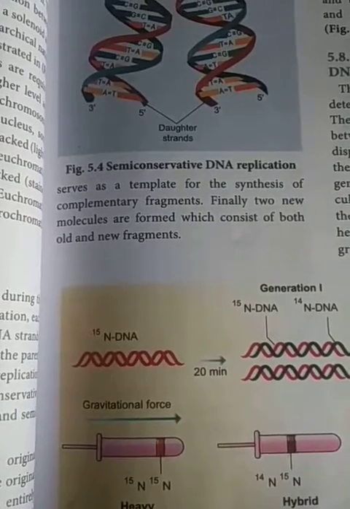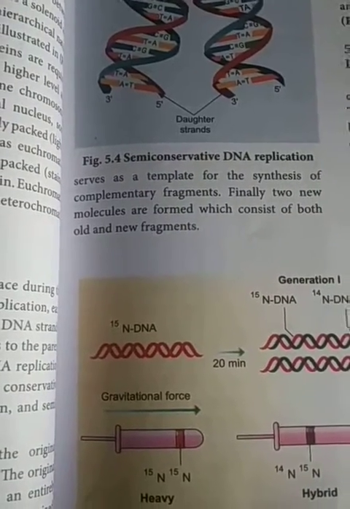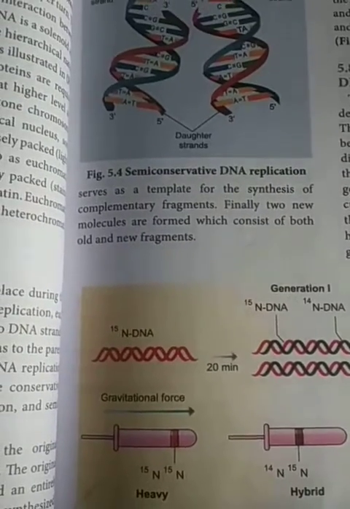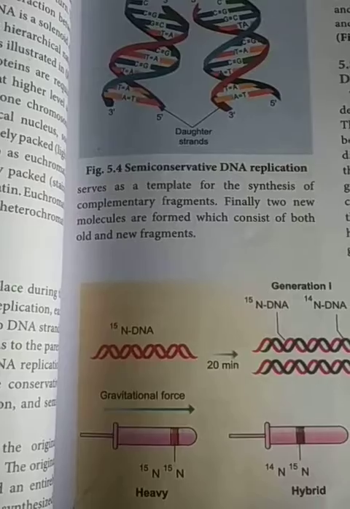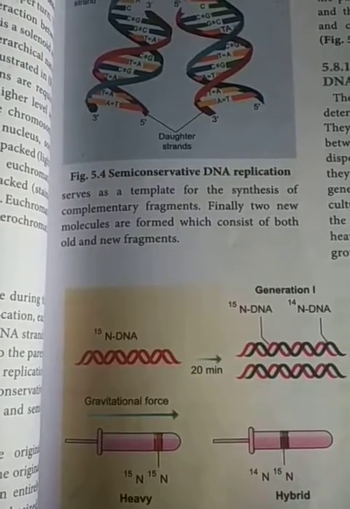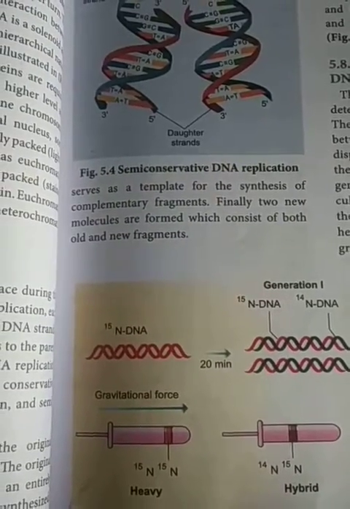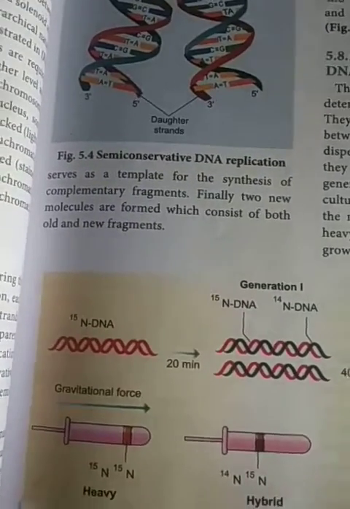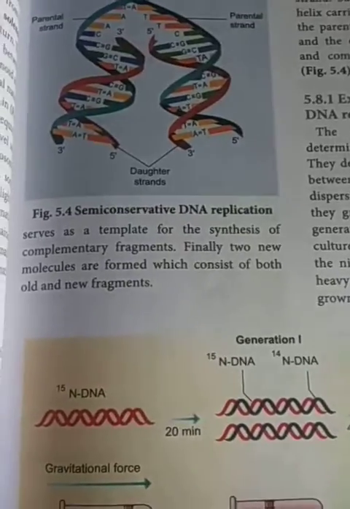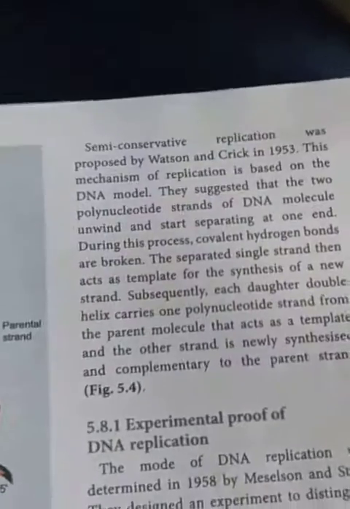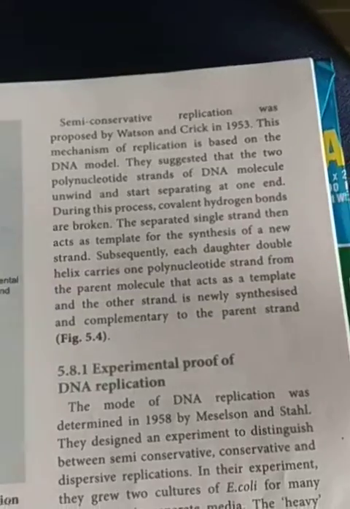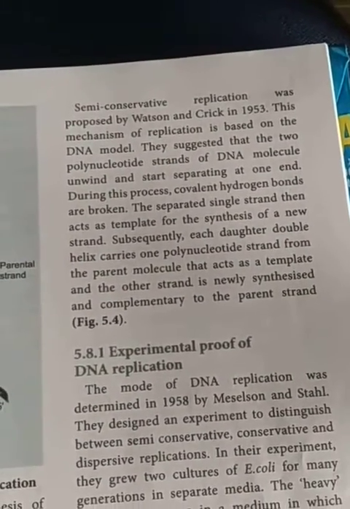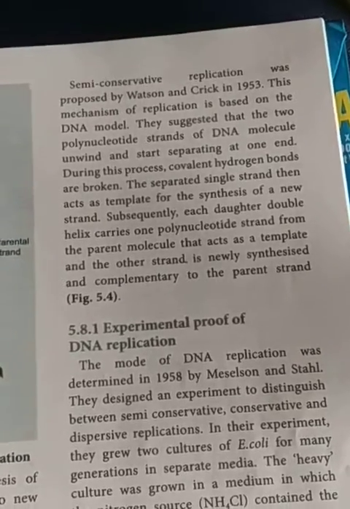In the conservative method, one double stranded DNA synthesizes another, identical double stranded DNA. That is known as conservative replication. Then in dispersive replication, the parent DNA molecule is broken down into fragments, and each fragment is involved in producing a new fragment. That is known as the dispersive method. Another method is known as the semi-conservative replication method. This semi-conservative replication method was proposed by Watson and Crick in 1953.